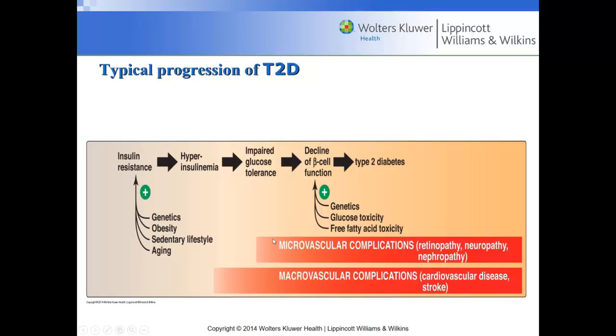What are the complications of type 2 diabetes? We have complications at the microvascular level, mainly retinopathy, neuropathy, and nephropathy, and we have complications at the macrovascular level, and these are serious cardiovascular disease and stroke.